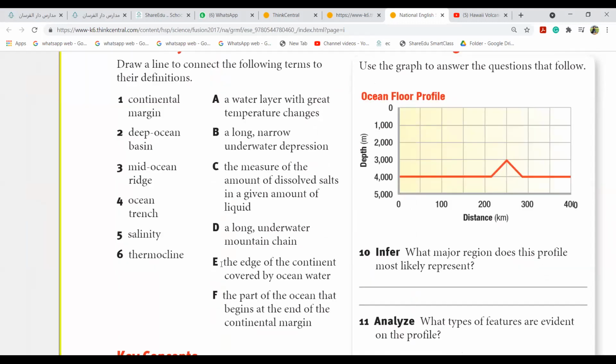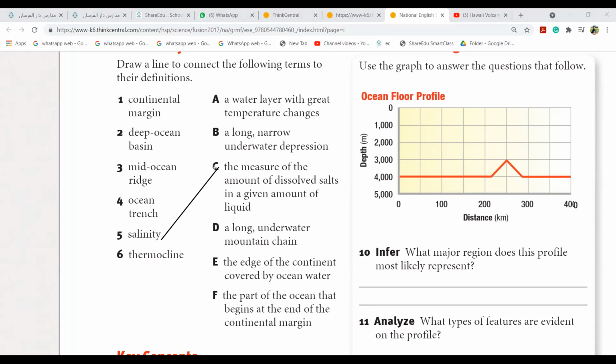Zishan? Yes, miss. What is salinity? Please choose from A, B, C, D, E, F. What is salinity? C, the measure of the amount of dissolved salt in a given amount of liquid. Excellent. It is the amount of dissolved salt in a given amount of liquid. Excellent. Okay. Next.